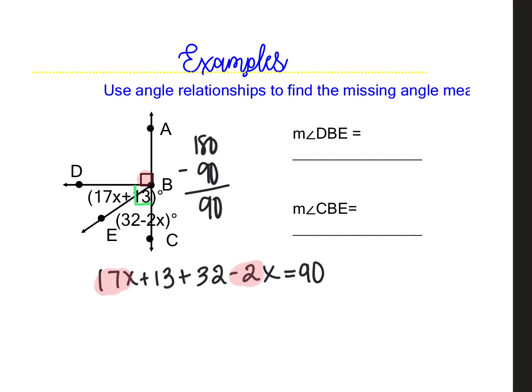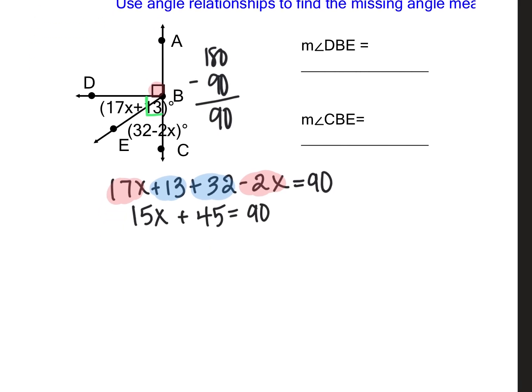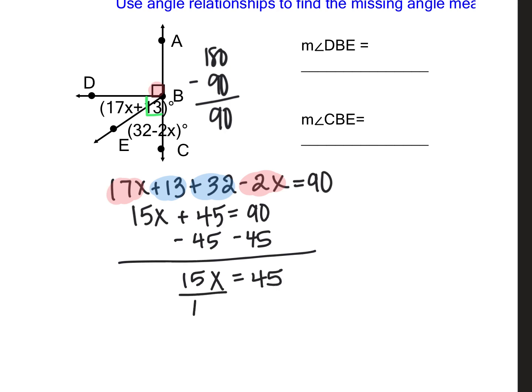Combining like terms, 17 minus 2 is 15x. 13 plus 32 is 45. And this equals 90. Subtract 45 from both sides. 15x equals 45. Divide by 15. X equals 3.